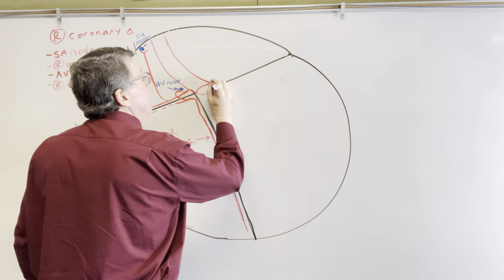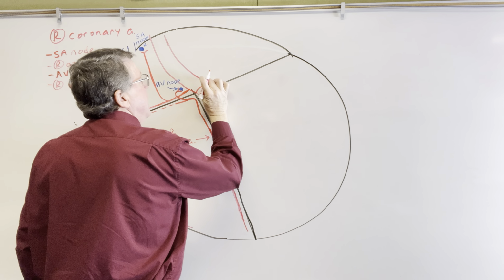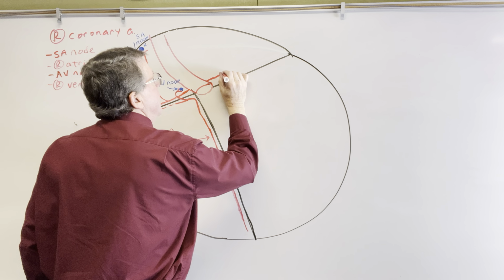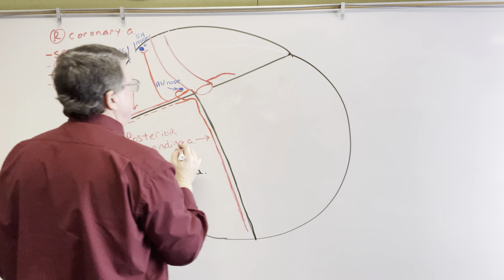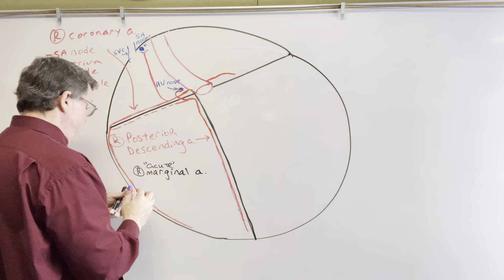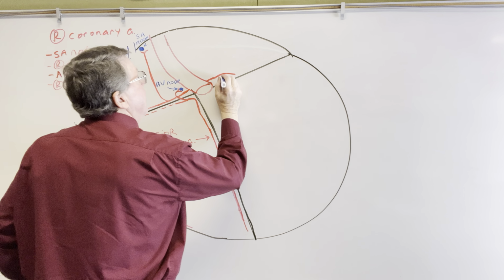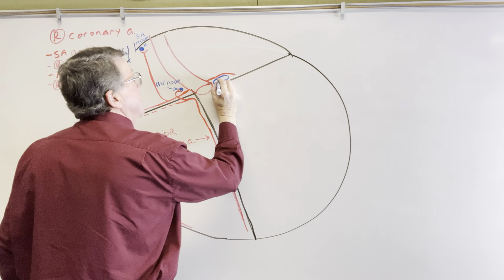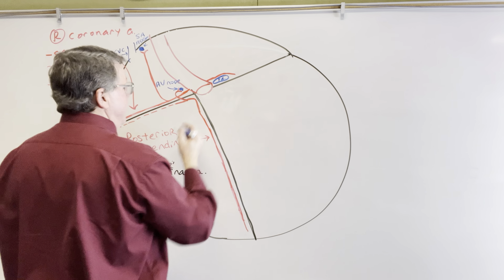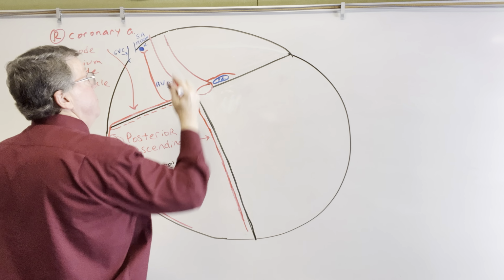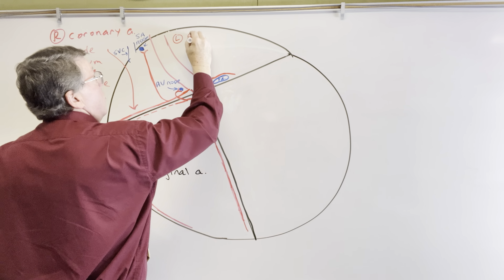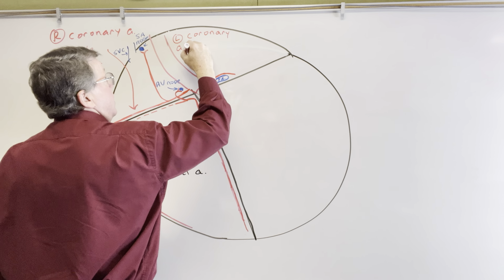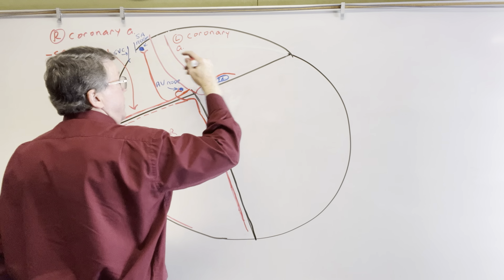So now, coming off the aorta, at the aortic sinus, just above the left cusp of the aortic valve, you're going to have your left coronary artery, okay? And then this is actually going to be anterior. I'm going to explain that in just a minute. So this is going to be my left coronary artery, right there.